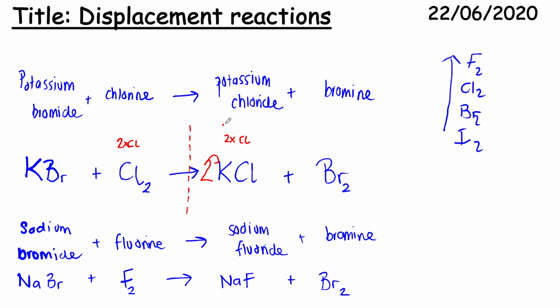So we have 2 chlorines and 2 potassiums. So we need to multiply the potassium on the left by 2 as well. So now we have 2 potassiums, but we also have 2 bromines. Well, that's perfect. We don't need to do anything to the bromines on the right because look, there's 2 of them already. That little 2 multiplies things to the left, so we have 2 Brs.